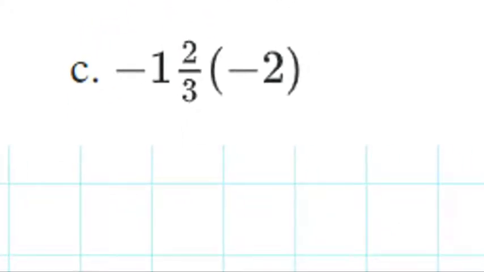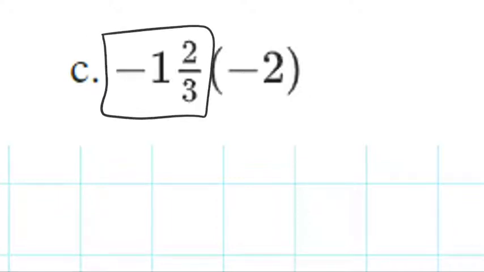Yeah, on C, I do not like C, and this is it. I don't like dealing with that because it confuses me. So I know 3 times negative 1 is negative 3 plus 2 is, this is negative 5/3, right? Negative 5/3 is the same thing as negative 1 and 2/3. So I'm going to rewrite this like this.